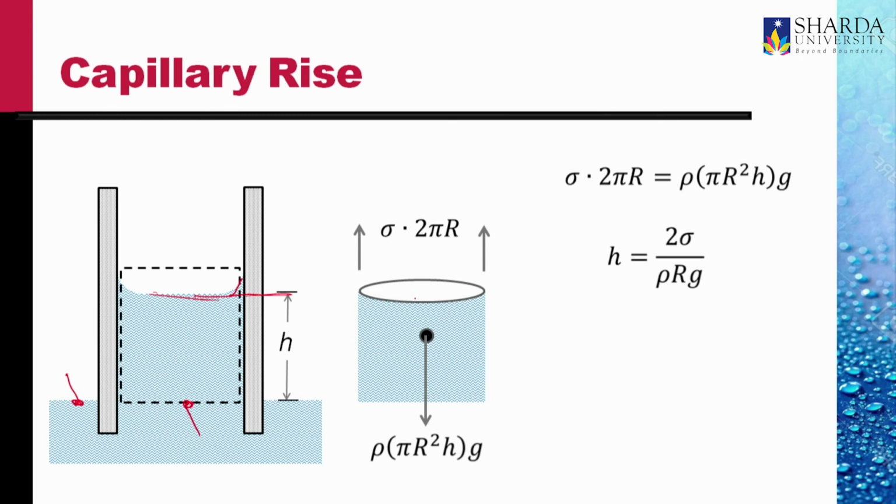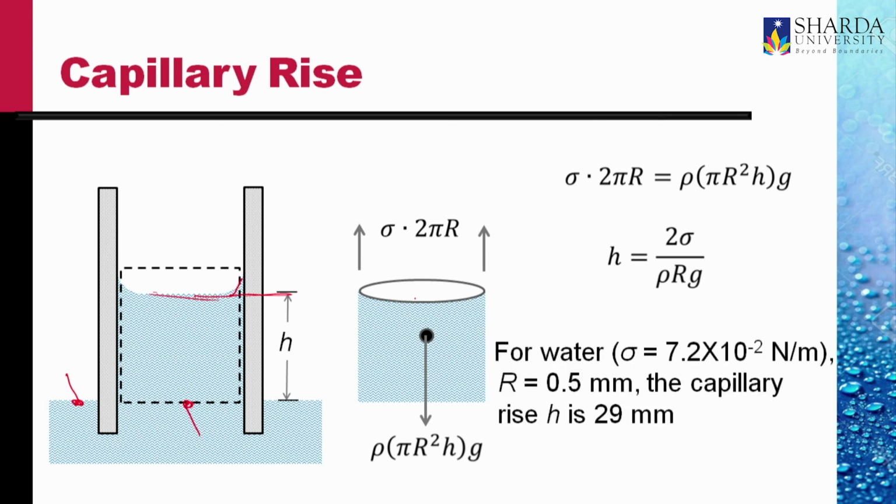Let's estimate this capillary rise for water in a capillary of diameter 1 millimeter, that is, of radius 0.5 millimeter. If you plug in the values, the capillary rise is 29 millimeters, almost 30 millimeters, almost 3 centimeters in a tube with a bore of 1 millimeter. An interesting phenomenon.